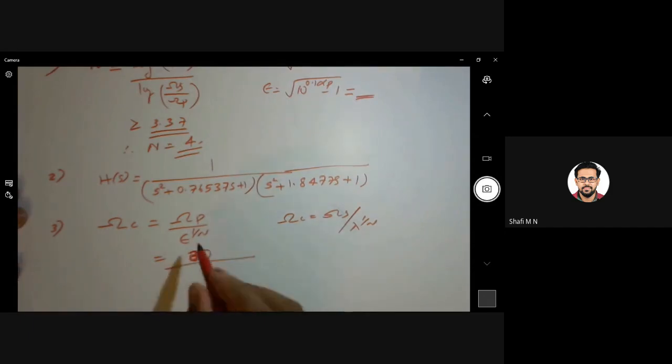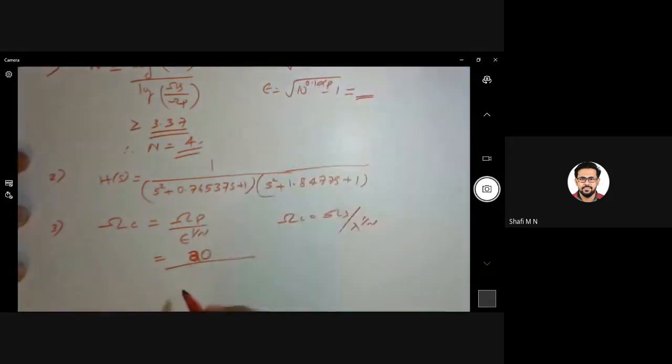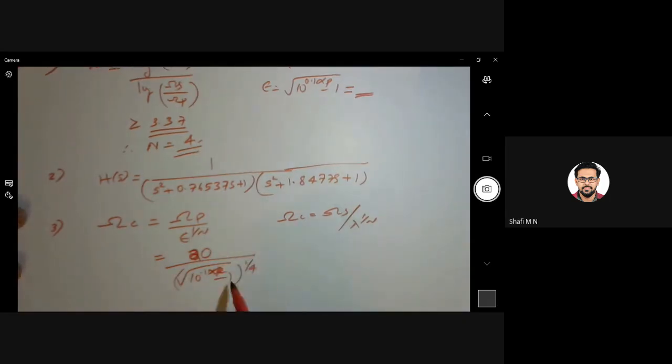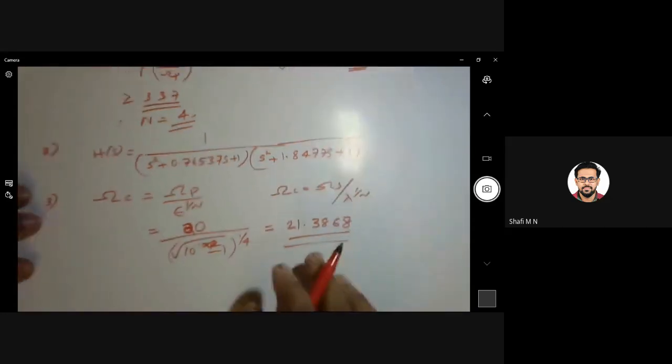Omega p is 20, divided by epsilon raised to 1 by n. I have not calculated this value, so you can substitute it: root of 10 raised to 0.1 alpha p minus 1, where alpha p is 2 dB, raised to 1 by 4. The order is 4, so you substitute raised to 1 by 4. Solve this, and that will be 21.3868. So this is my cutoff frequency.